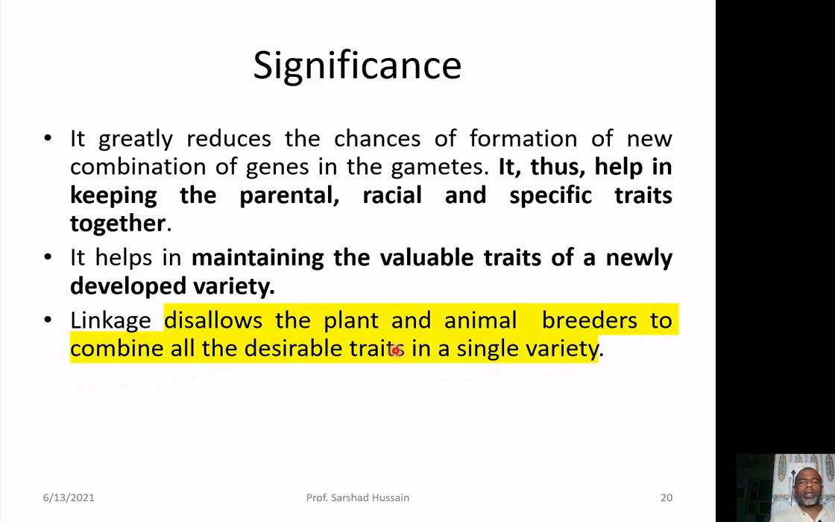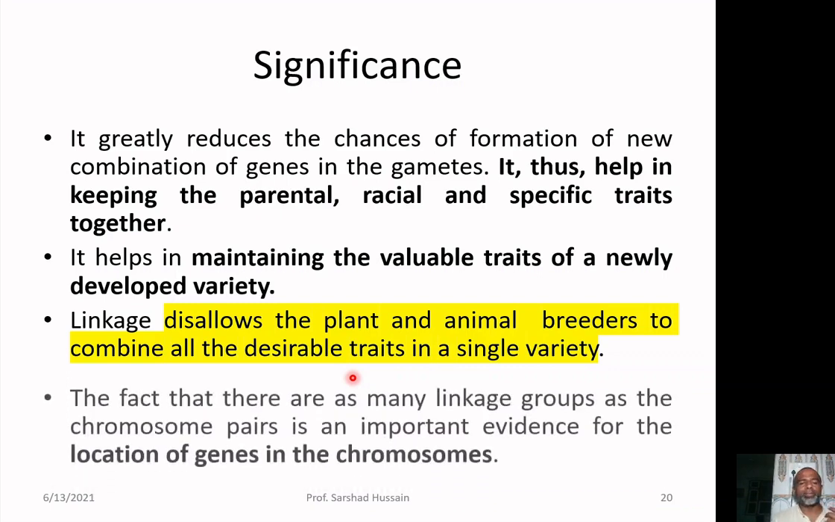Linkage disallows plant and animal breeders from combining all the desirable traits in a single variety. Because so many genes are linked together, they are showing complete linkage. So, it is not always that when you cross one variety with the other, you will get a desirable trait. This is a restriction placed by nature upon the scientist. So, this is another significance of linkage.